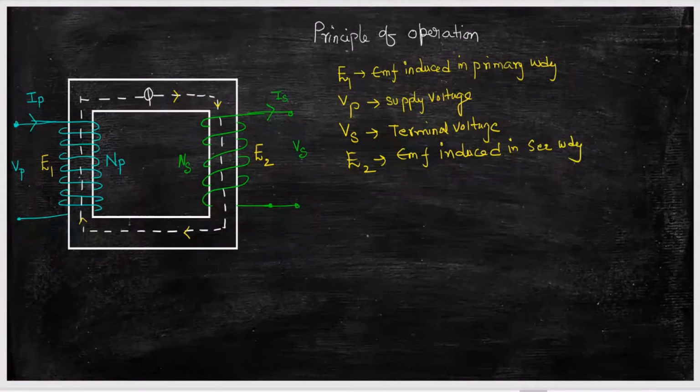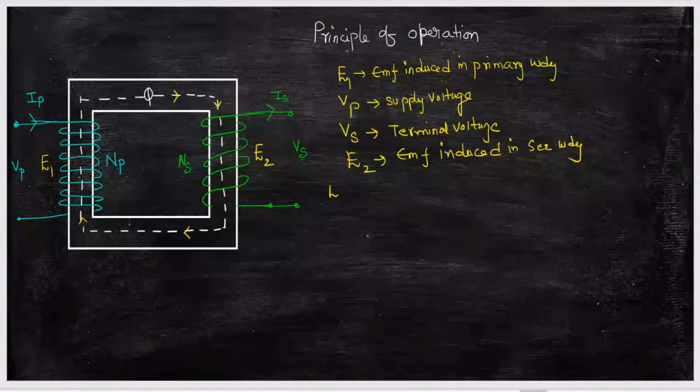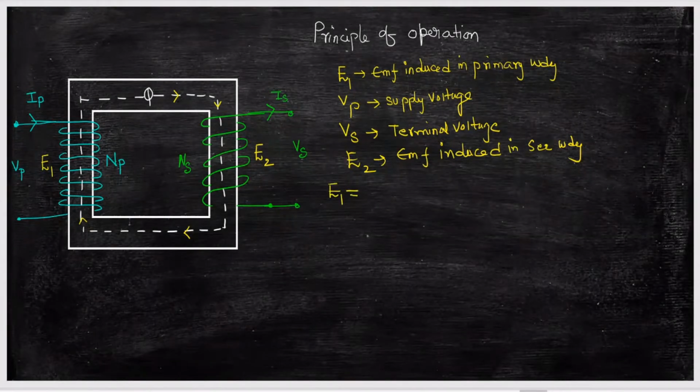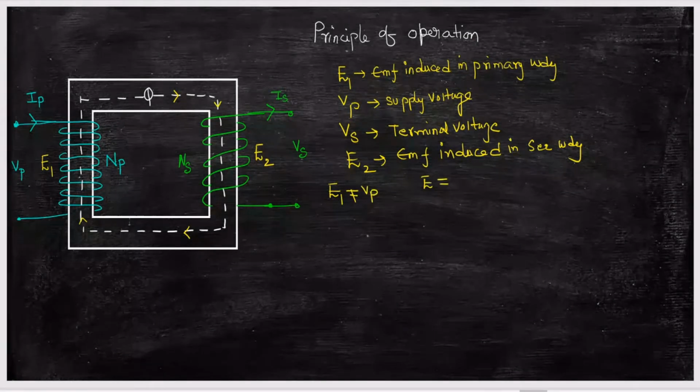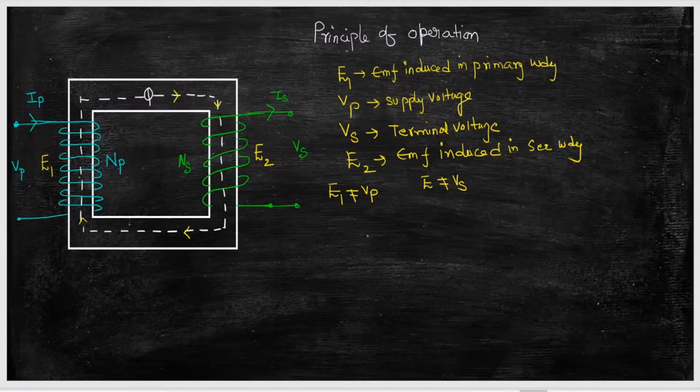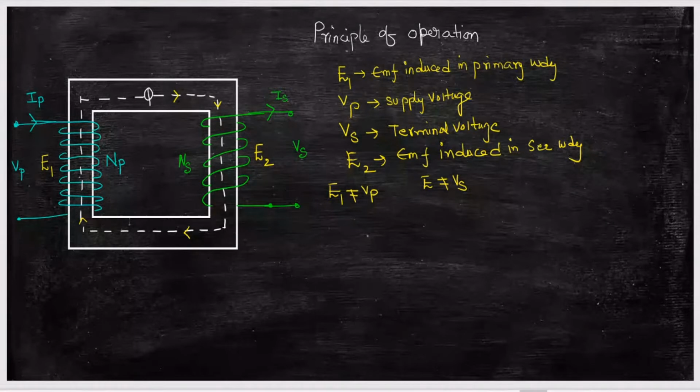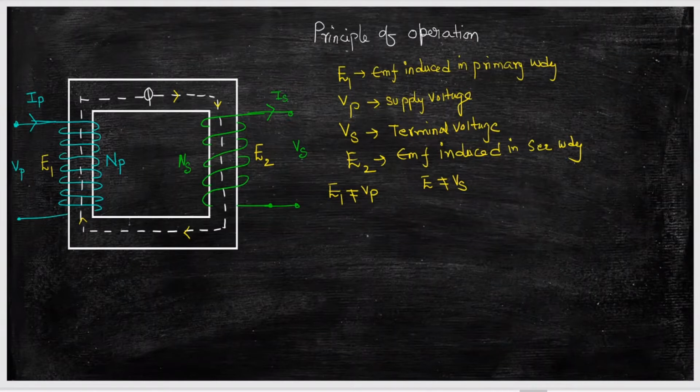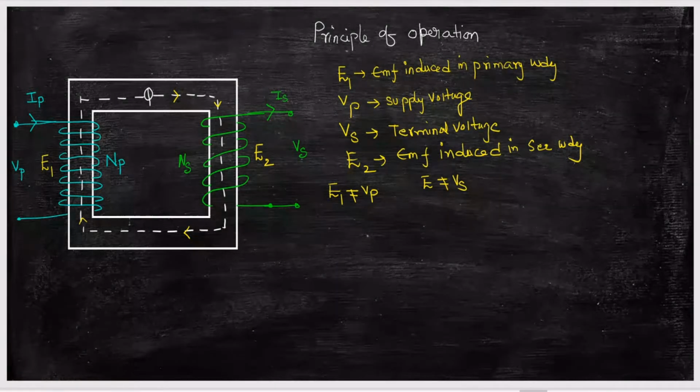There is a difference between VP and E1, and between VS and E2. In a practical transformer, E1 is not equal to VP, and E2 is not equal to VS. So we are now deriving the expression for E1 and E2, not VP and VS. E1 is the voltage induced on the primary side. If I want to know the amount of E1 and E2 induced in both the windings, I am going to take Faraday's laws.